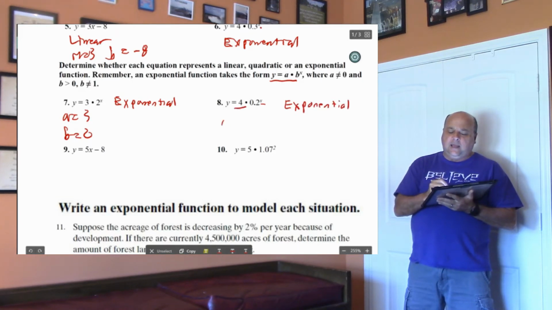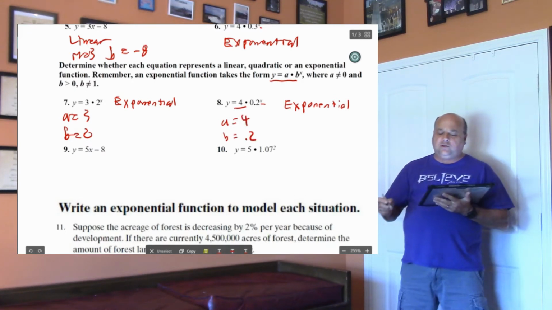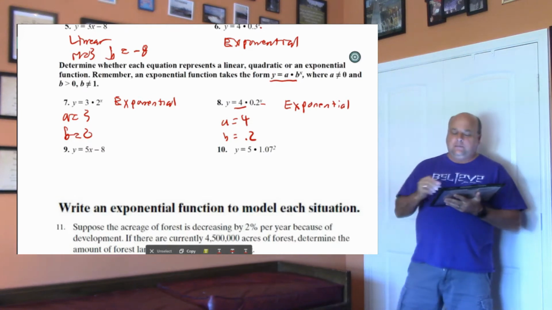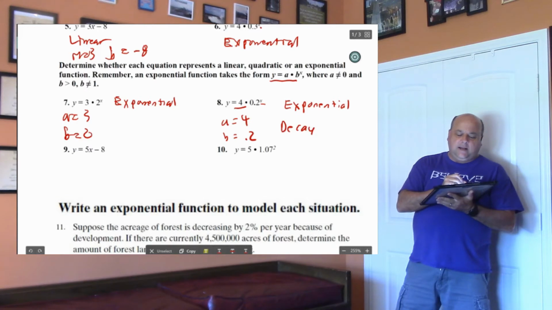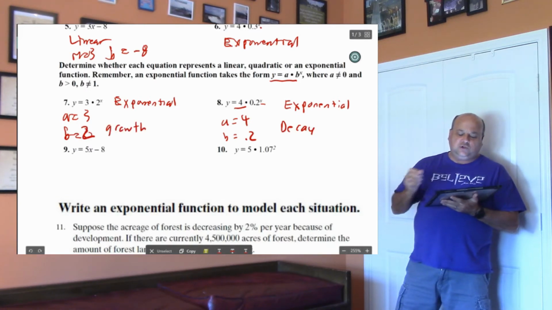Okay, this right here, the a would equal 4. That's the y-intercept. The common product is 0.2. This would have decay, wouldn't it? So let's just put decay here. Okay, this one right here would have growth, would it? Because the common product is 2.